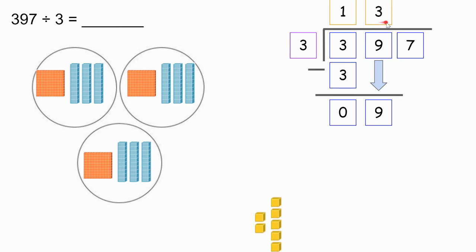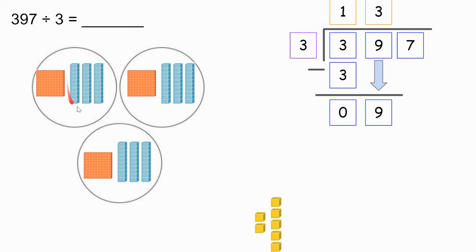Another way we could get this 3 is by asking ourselves, what can I multiply by my divisor 3 to get to 9 without going over? Well, we know that 3 times 3 is 9, so that's another way that we know the 3 goes up here. Now let's subtract the total number of rods used.